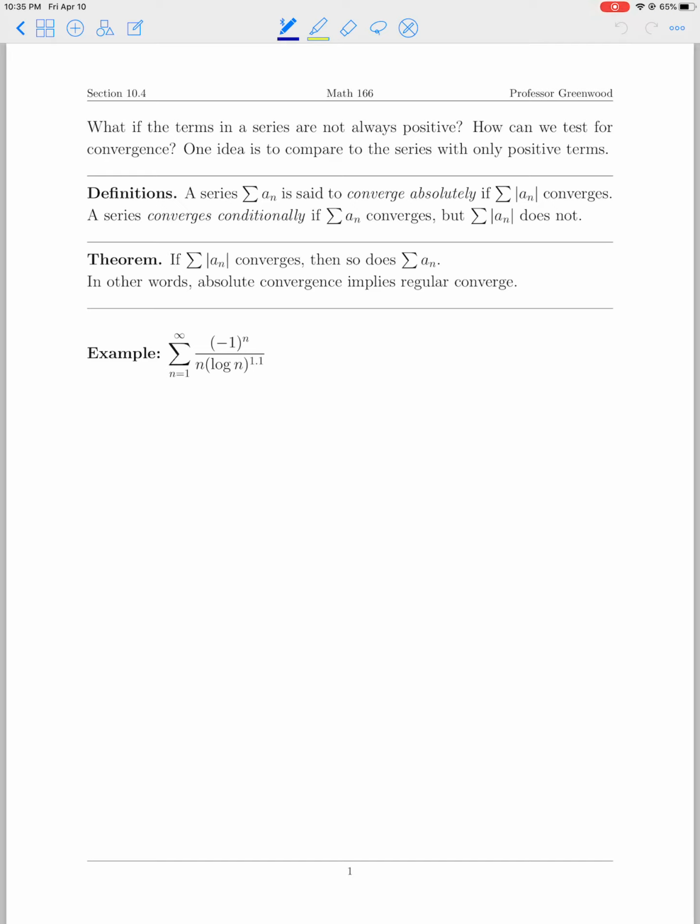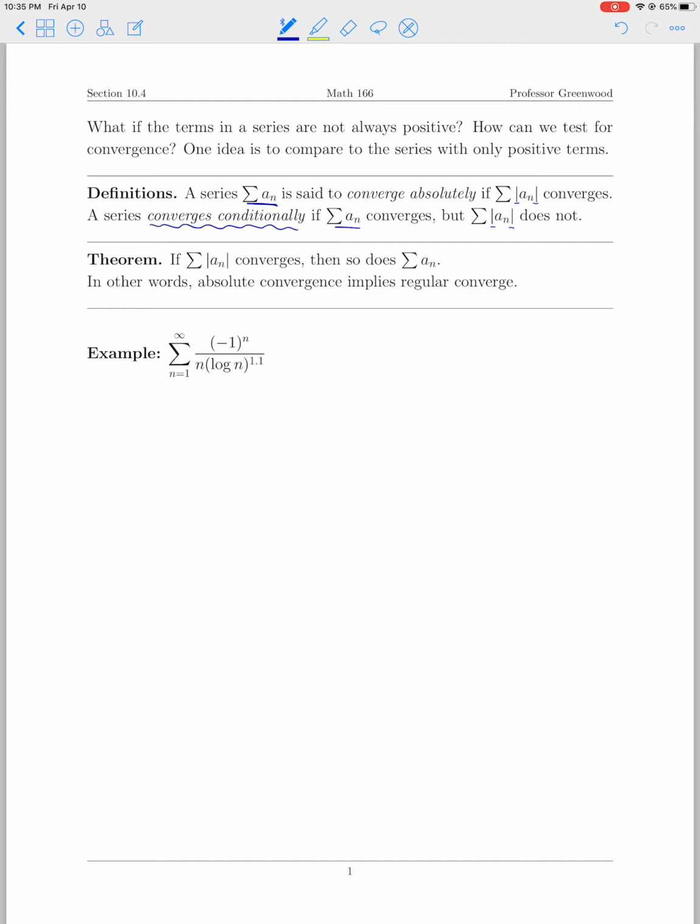The easiest idea is to compare a series with mixed terms to one where you just take all the positive terms instead. And so we'll look at a couple definitions to start. A series, a sub n, is said to converge absolutely if you take the absolute value of all the terms and it still converges. On the other hand, it's said to converge conditionally if the sum converges, but when you take the absolute values, it no longer does.